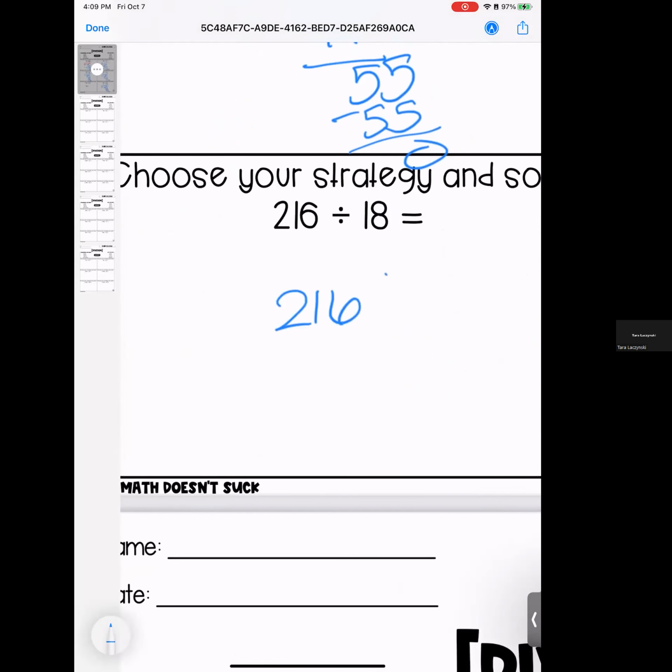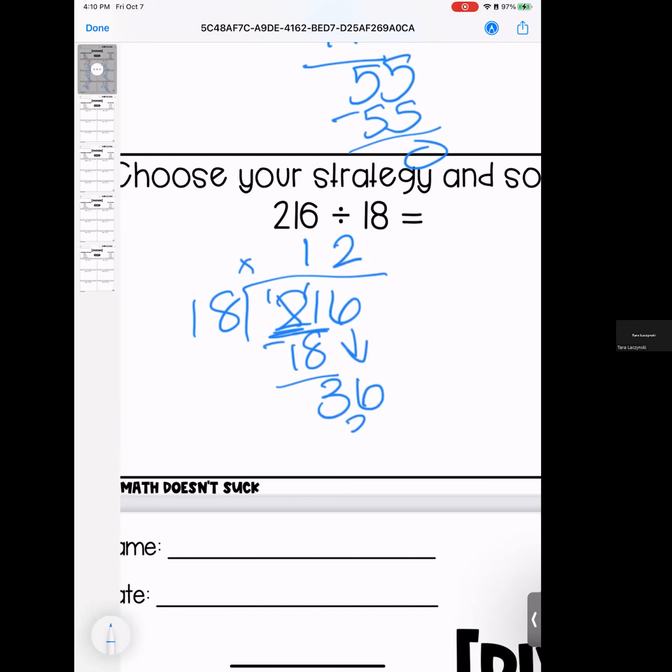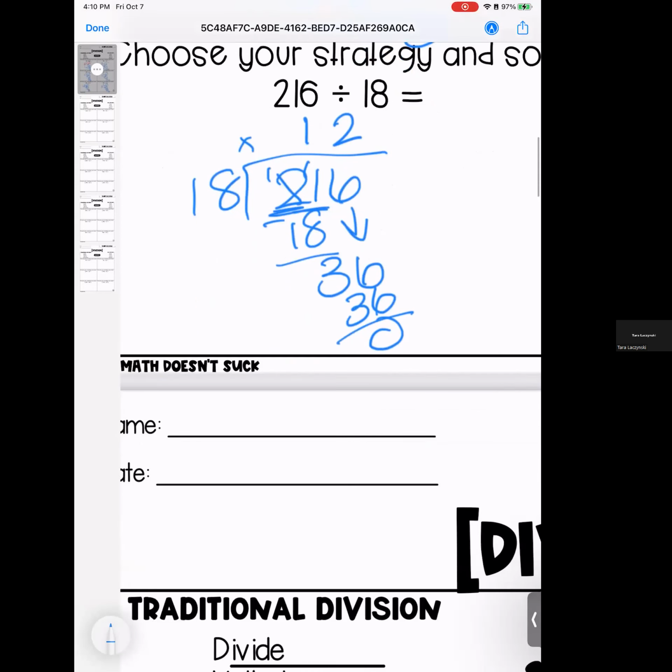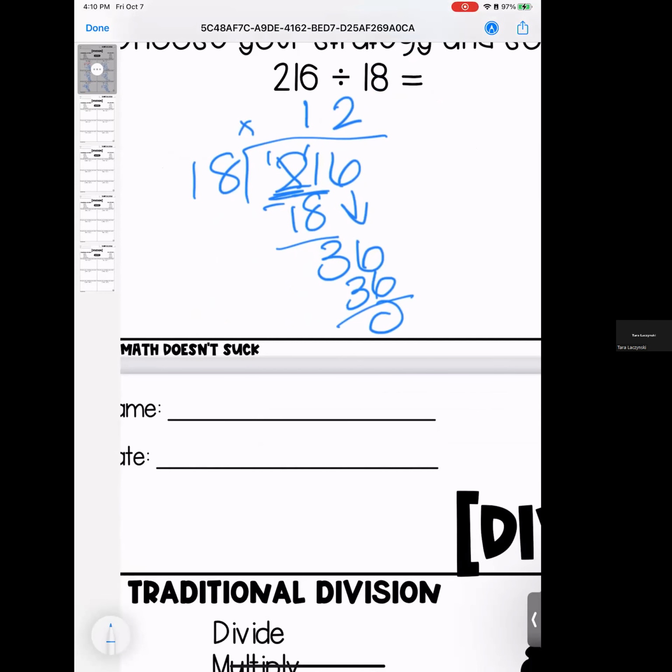Last one, 216 divided by 18. 18 does not go into 2, but it does go into 21 one time. 1 times 18 is 18. 21 take away 18 leaves me with 3. Bring down my 6. 18 goes into 36 2 times with no remainder. Now that is the end of our first page.